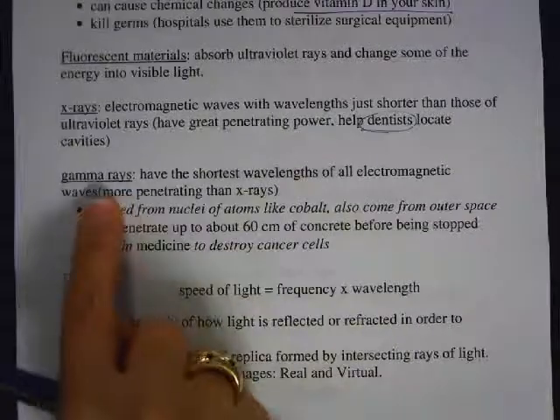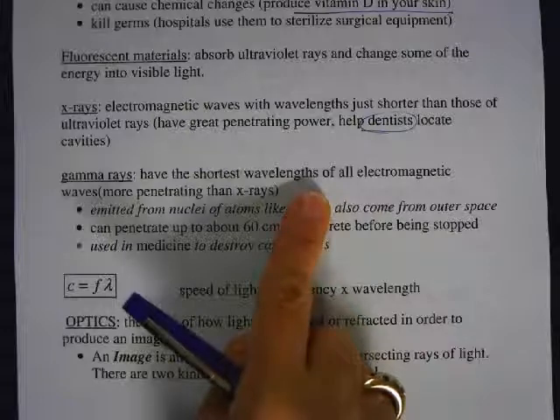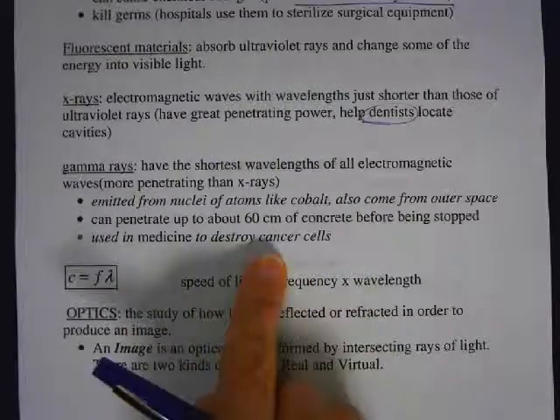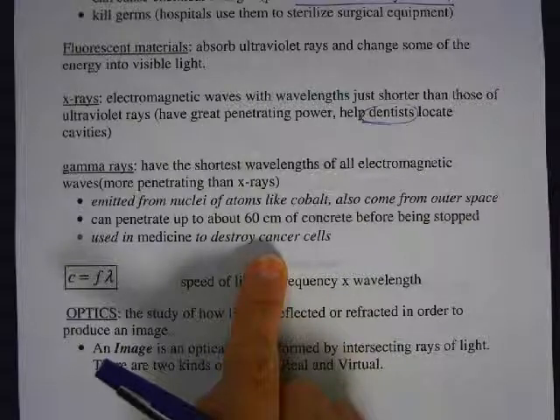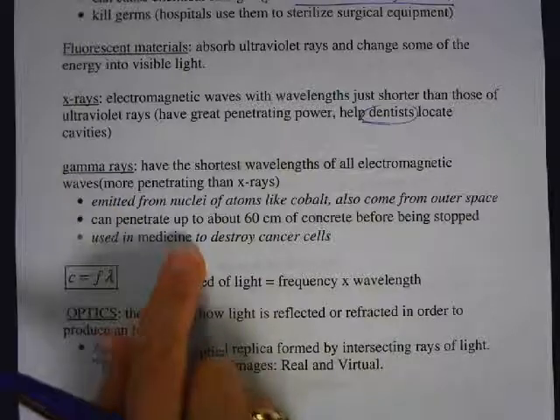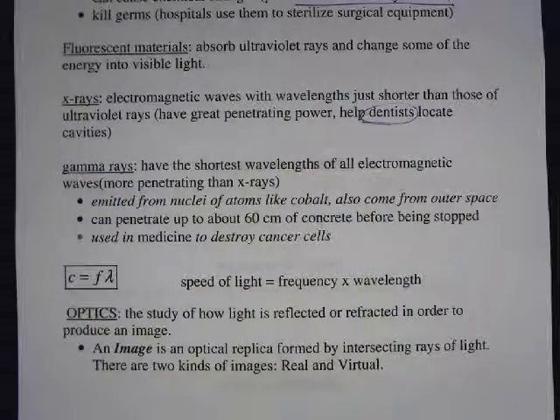Gamma rays have the shortest wavelength, and these are what they use when someone has radiation treatment. They're not using x-rays, they're using gamma because they're a lot stronger. The only thing with this is, besides treating the cancer cells, it also treats healthy cells.